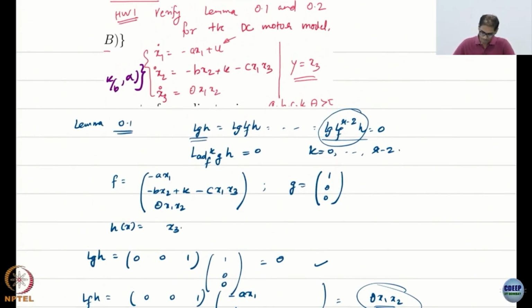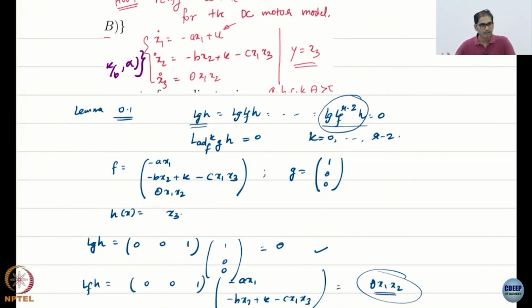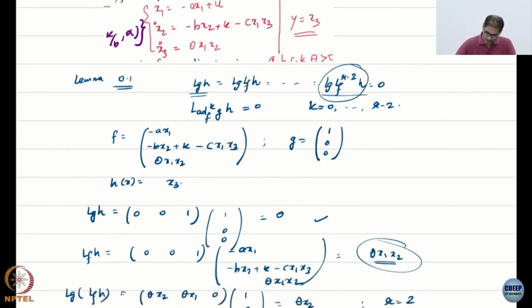What did we do? We actually verified both the lemmas. First is this equality lemma, which is basically saying that LG LF all the way to LG LF r minus 2 of H is 0, which means that you want to prove that LG LF r minus 2 H is 0. And that is what we did.